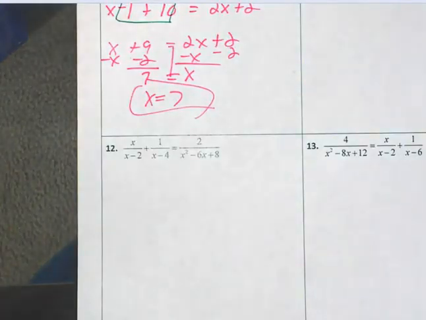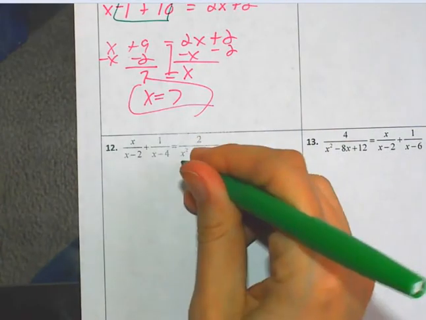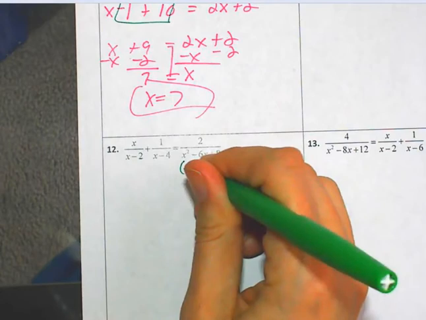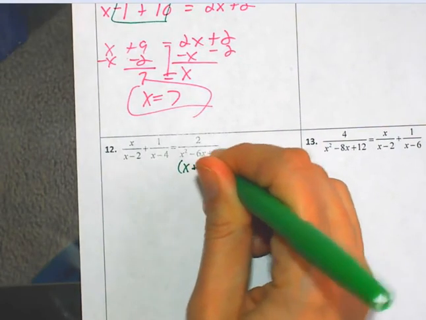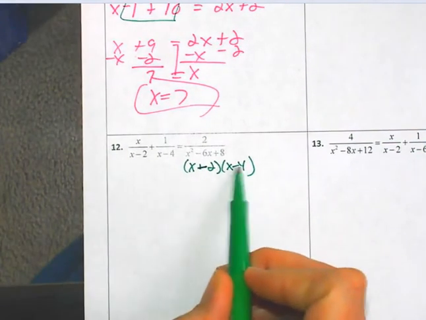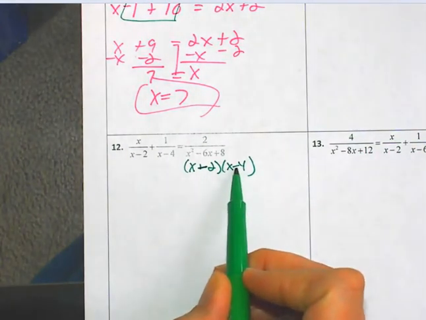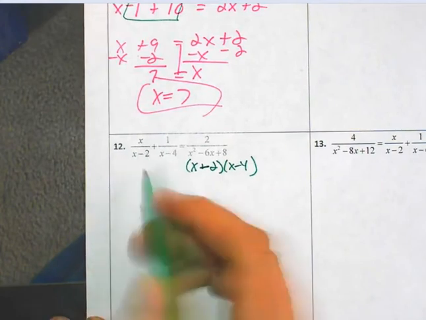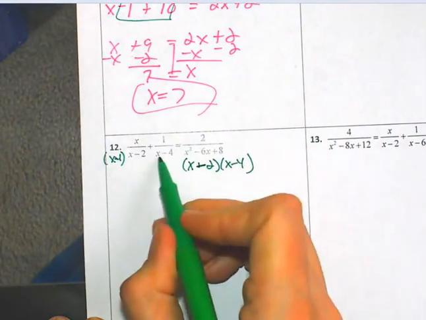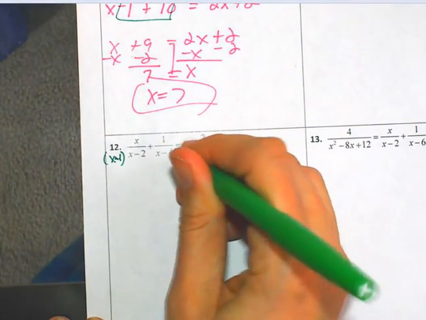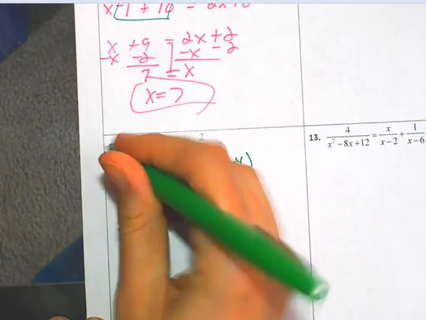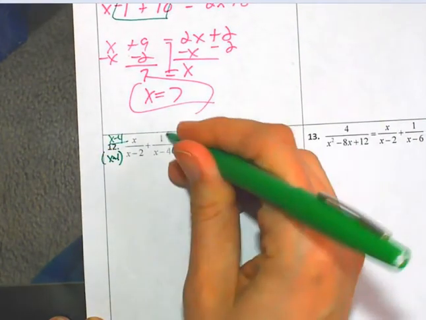Okay, so notice that I need to factor this. So this is going to be x minus 2, x minus 4. So that's going to be my least common denominator. Notice here this has an x minus 2, but I'm missing an x minus 4. And here, x minus 4, I'm missing an x minus 2. Okay, but remember, if you multiply the denominator, you've got to do the same thing to the numerator.